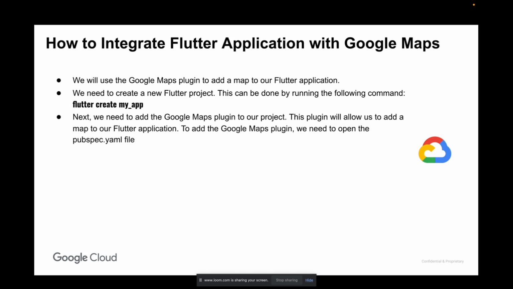To add the Google Maps plugin, we need to open the pubspec.yaml file in the root directory of our Flutter project. This file will contain the information about a project such as its name, version, and dependencies.